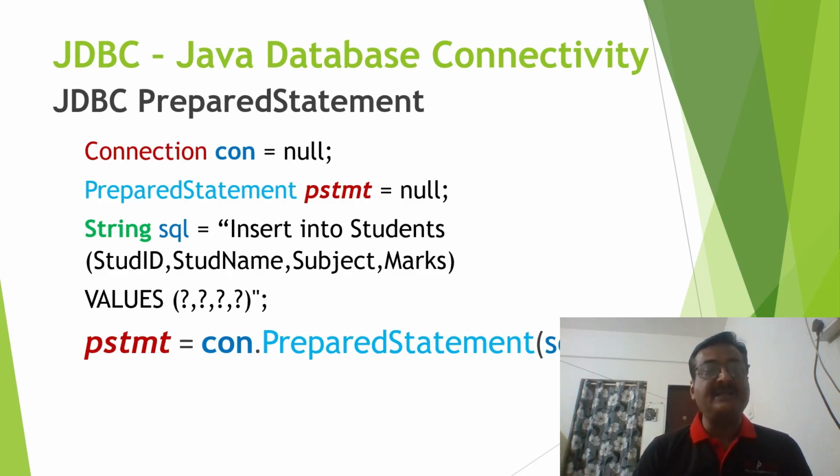In the PreparedStatement, you create the PreparedStatement reference and the SQL query: insert into students, then the columns in which you want to insert, then values. Now instead of giving a static, constant value, you use a question mark as a placeholder for that value. Fine. And then you create the PreparedStatement like connection.prepareStatement(sql). Whenever you execute it, it will ask for values for each of these fields: student ID, student name, subject, and marks.